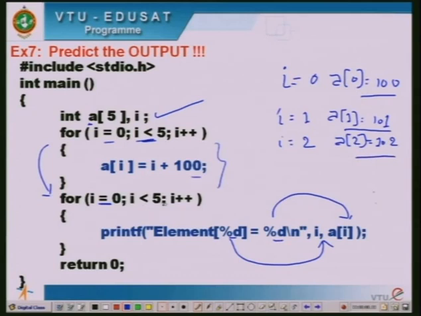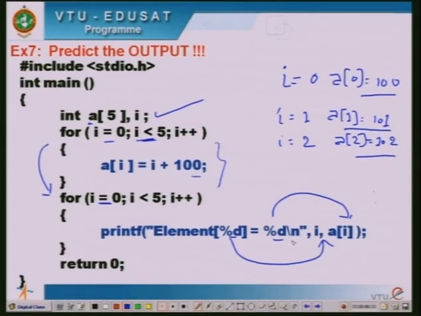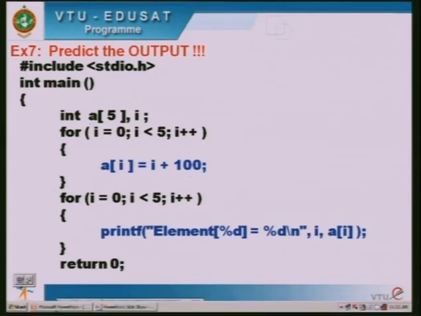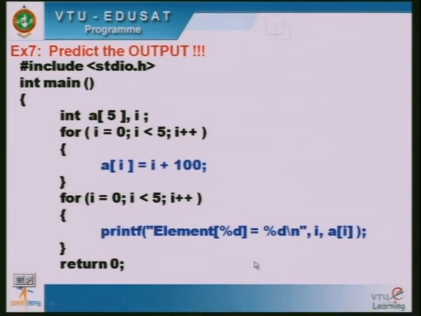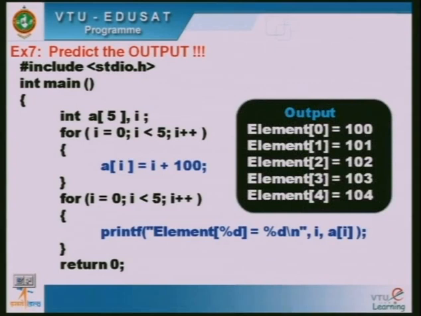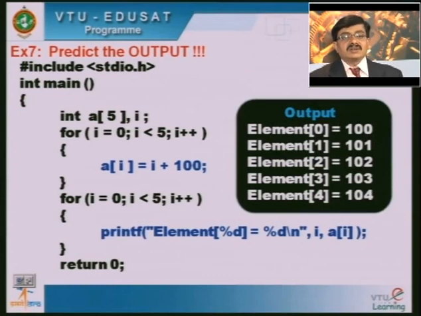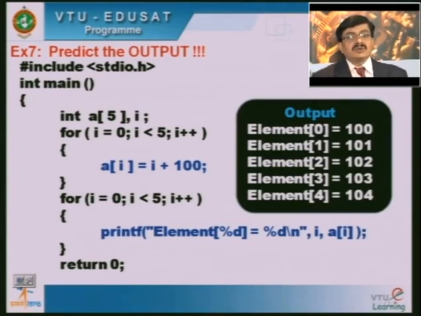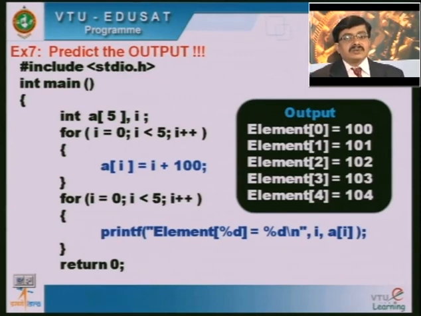So when 4 is less than 5, the condition is true, again it comes to the loop and it will print the statement there, element of 4 is equal to %d, A of 4 will be printed over there. So now if you look at the output of this particular code, this is the possible output we will be getting here. That is, element of 0 is equal to 100, element of 1 is equal to 101, element of 2 is equal to 102, element of 3 is equal to 103, and element of 4 is equal to 104.